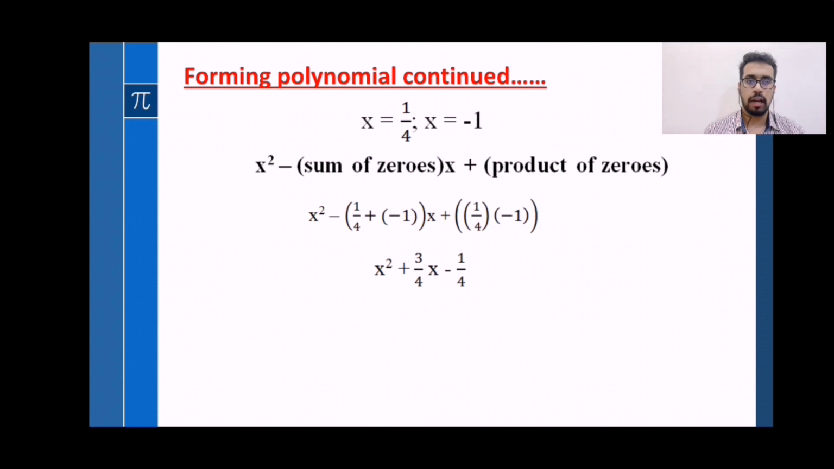Now we know that for given two zeros, there exist infinite polynomials which pass through those 2 points. Hence, there will be a multiple k to get different polynomials. Here, I take a suitable value k as 4 to get my answer as 4x squared plus 3x minus 1.